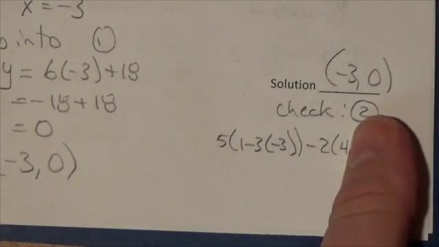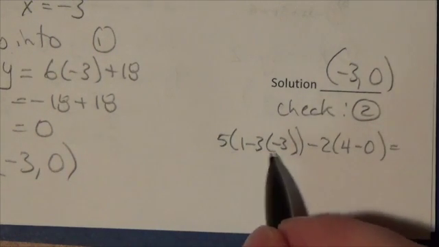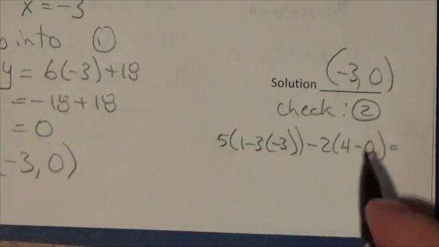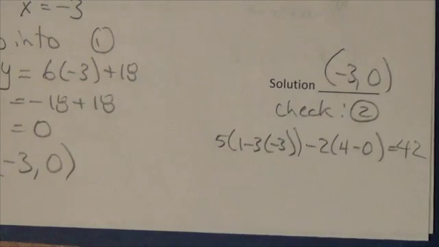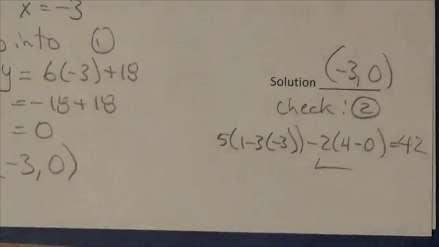The 0 is not really doing anything. So this is going to be 50 minus 8. Oh, and there it is, 42. So that is the correct solution.